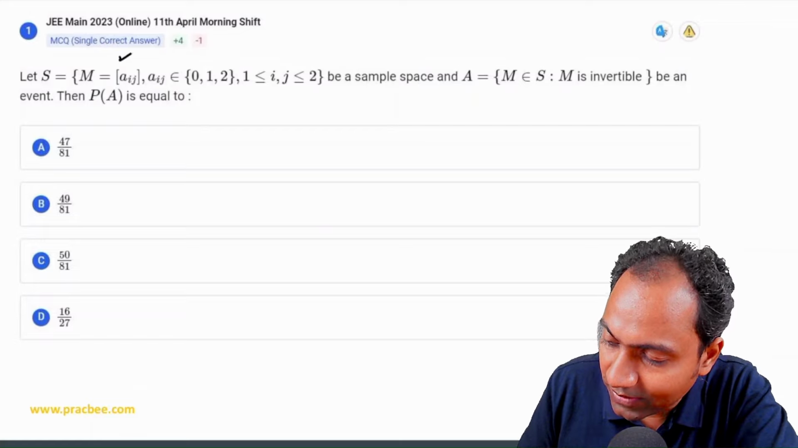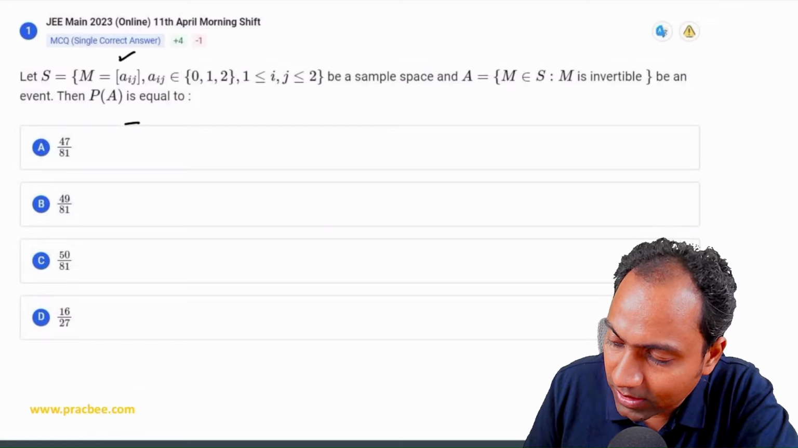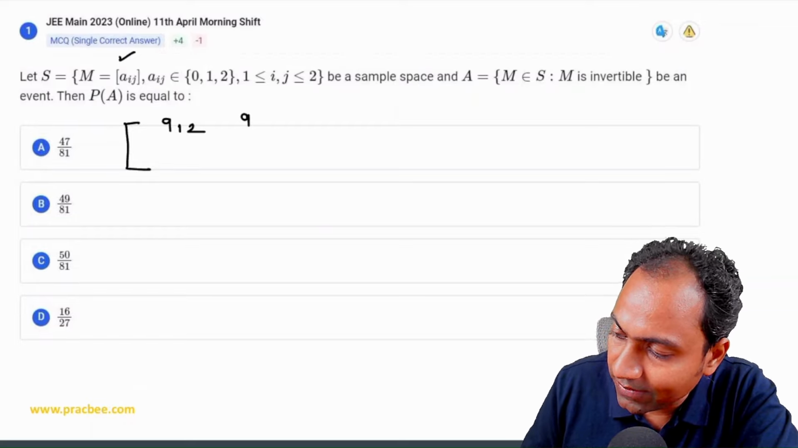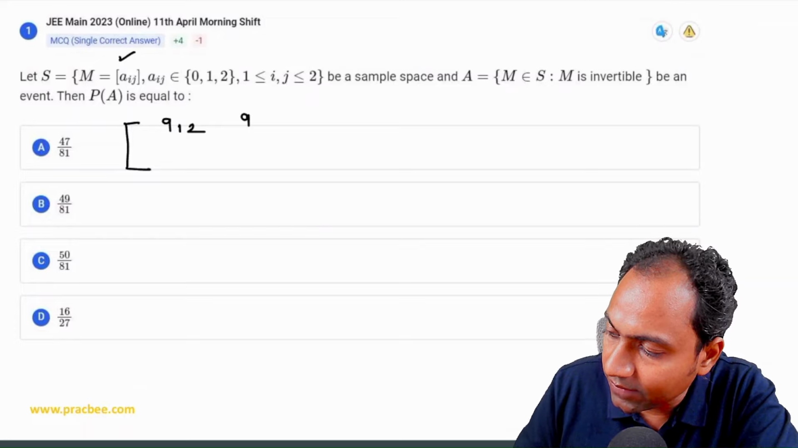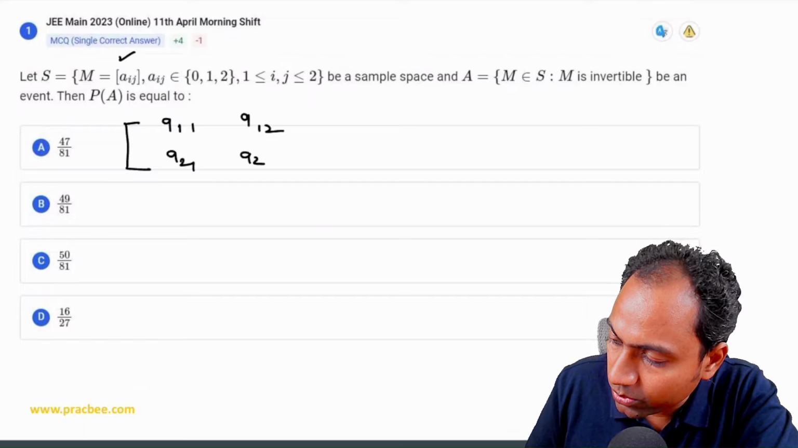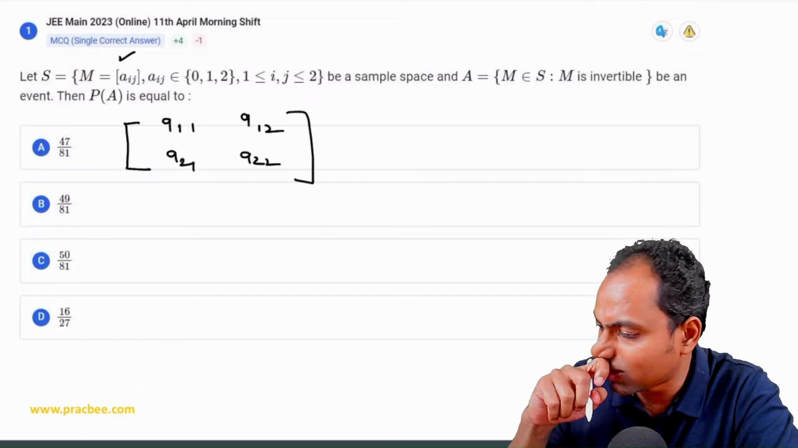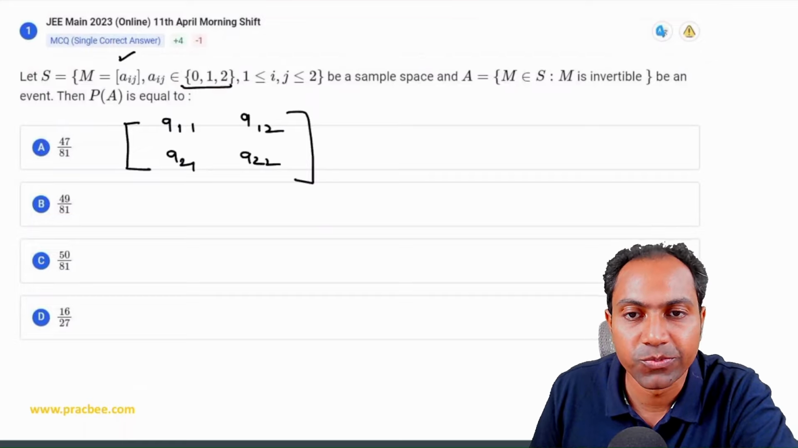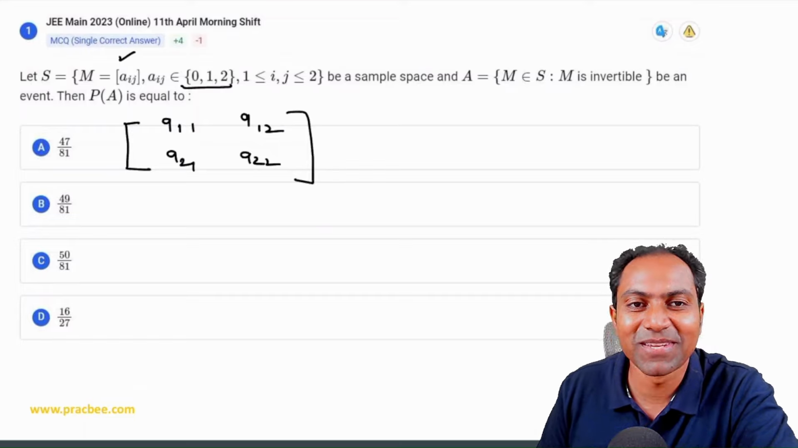The first thing that we can understand is this matrix is nothing but a 2 cross 2 matrix. So if I write all the terms, what I will get is A11, A12, and then A21, A22. So these are the 4 terms. Now what they're saying is each of these terms can take value 0, 1, 2. Now these are the possible values that these terms can take.